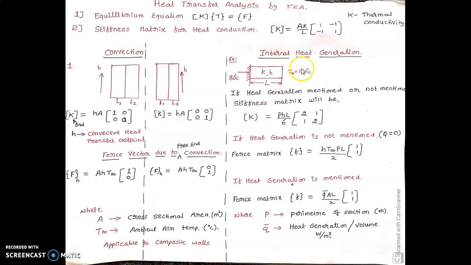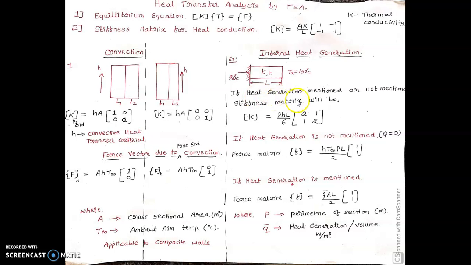Next case is internal heat generation. For example, in the first derivation you have studied the differential equation for 1D heat conduction, where some amount of heat is supplied here and some amount is leaving out of the system, and some amount of heat will be generated in the system. In that case, you have to use stiffness matrix as PHL by 6 2112, okay.